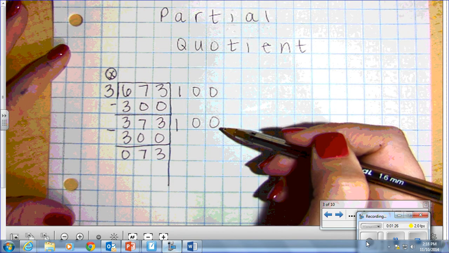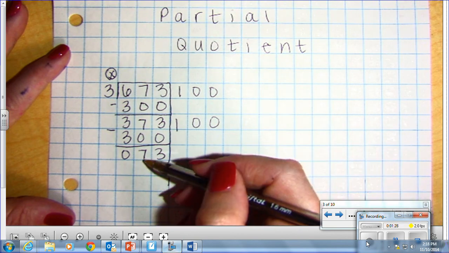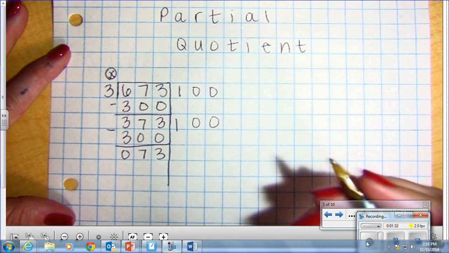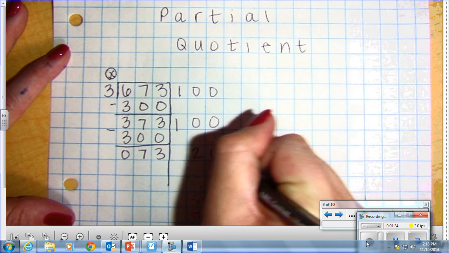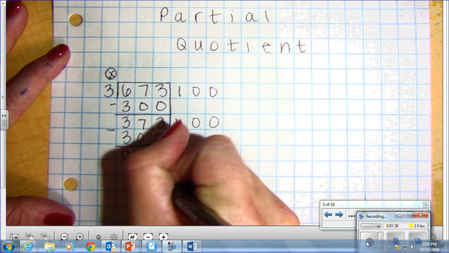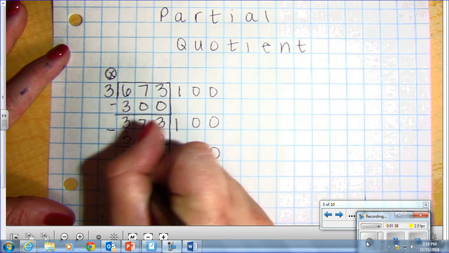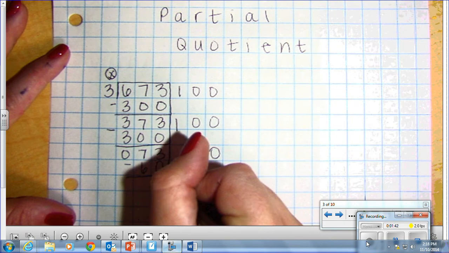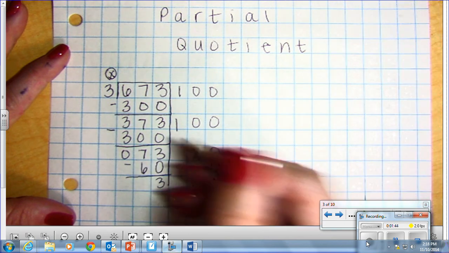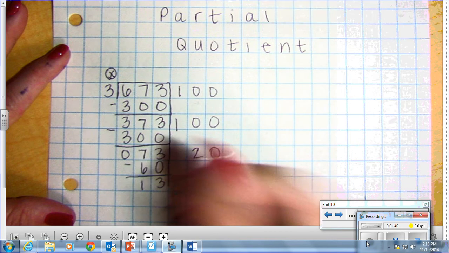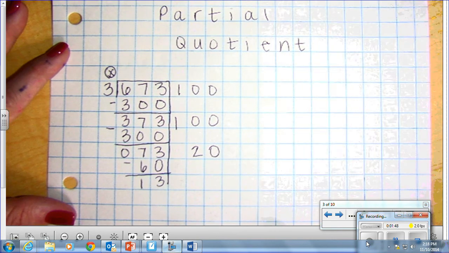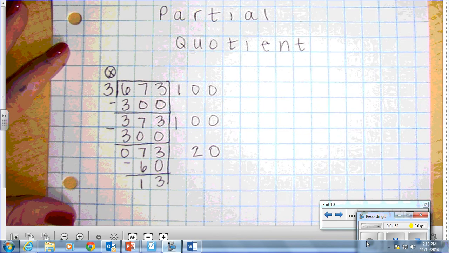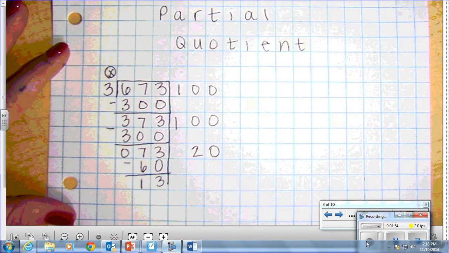So I'm going to think to myself, what can I multiply to get close to this 70? Well, I do know that 3 times 2 is 6, so I could multiply by 20, and that would give me 60. Again, I do not need to worry about the regrouping. 3 minus 0 is 3, 7 minus 6 is 1. Now I need to think to myself, 3 times what can get me close to 13, since I know nothing times 3 will actually get me to 13.